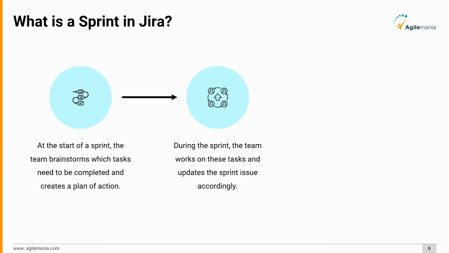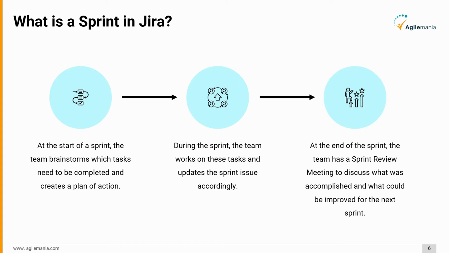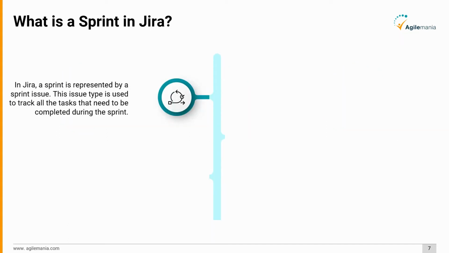During the sprint, the team works on these tasks and updates the sprint issue accordingly. At the end of the sprint, the team has a sprint review meeting to discuss what was accomplished and what could be improved for the next sprint. In Jira, a sprint is represented by a sprint issue. This issue type is used to track all the tasks that need to be completed during the sprint.